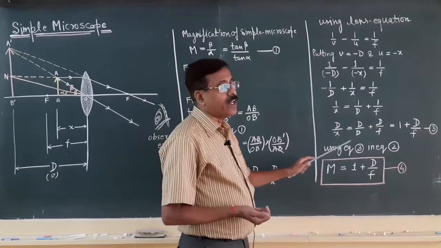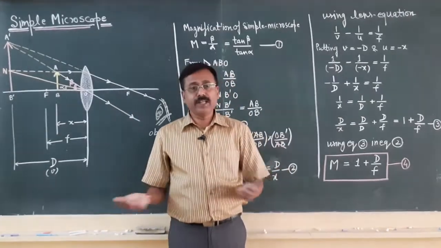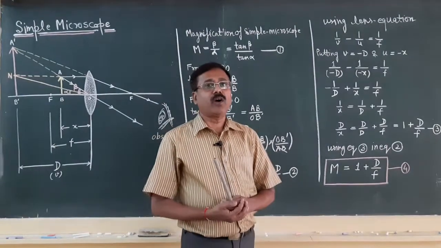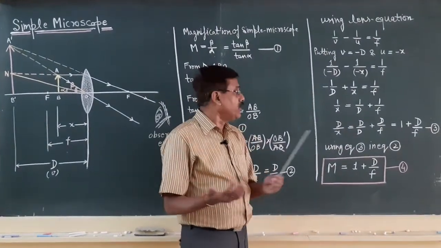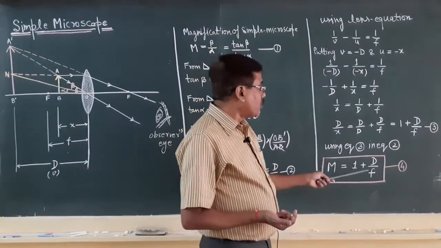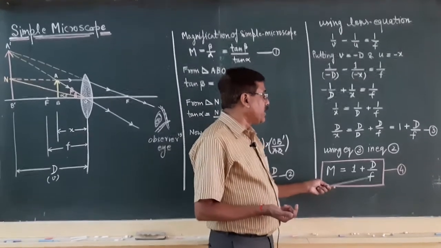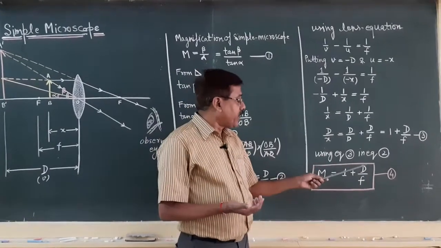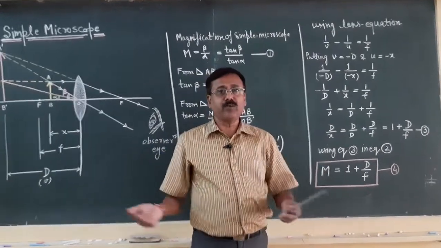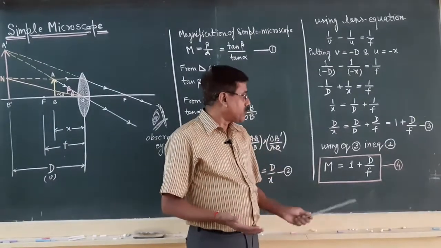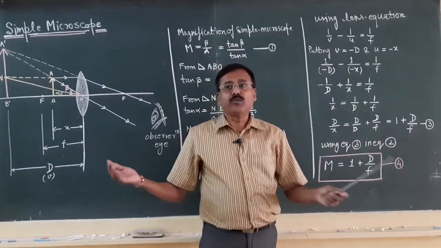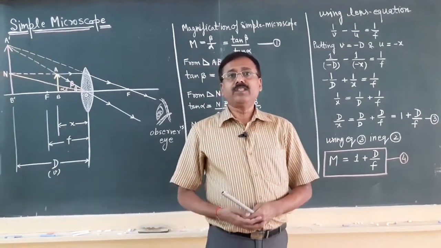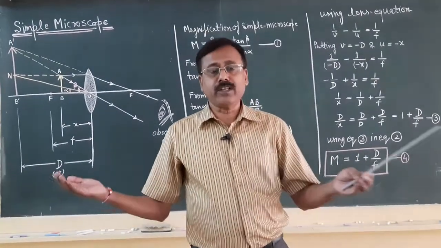So, this is the final expression for the magnification of a simple microscope, provided the image is formed at the least distance of distinct vision. If you know the focal length of the biconvex lens, you can calculate the magnification by this formula, because the least distance of distinct vision value is 25 centimeters. So, this formula is very useful to find the magnification of a simple microscope provided the image is formed at the least distance of distinct vision.